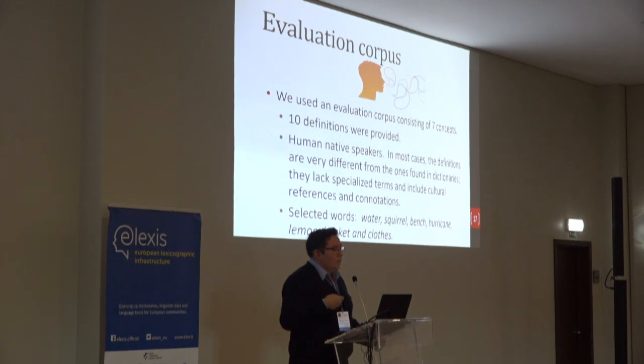So, I had an evaluation corpus consisting of 7 concepts. 10 definitions were provided for each one of those concepts. They were given by human native speakers. In most cases, the definitions are very different from the ones found in dictionaries. They lack specialized terms and include cultural references and connotation. And the words that were tested were water, squirrel, bench, hurricane, lemon, bucket, and clothes.